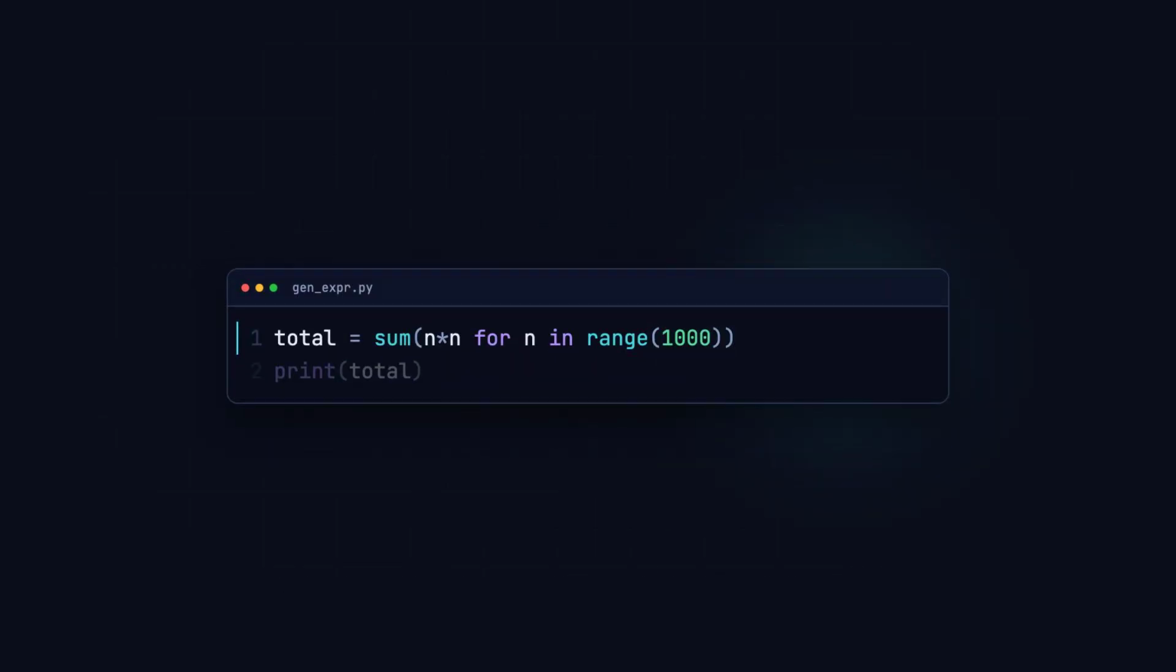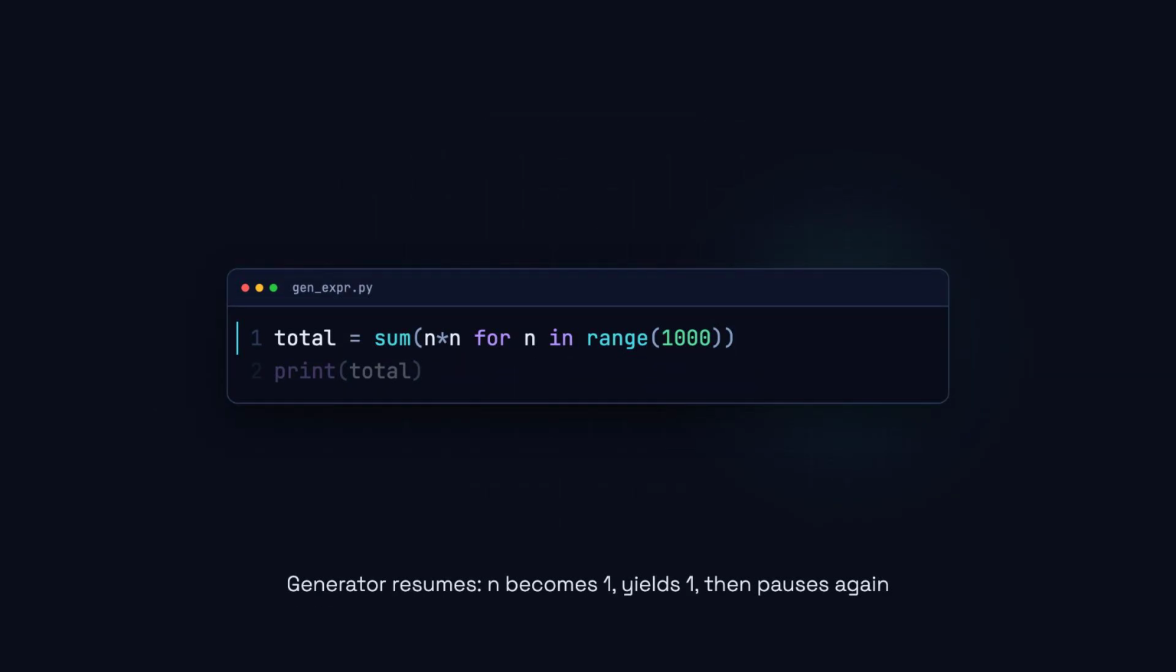When sum starts, it asks the generator for the first value. The generator sets n to 0, computes 0 times 0 equals 0, and hands that single number to sum. Then it pauses. Sum asks again. The generator wakes up, sets n to 1, computes 1 times 1 equals 1, and hands that over. This repeats all the way to 999, only ever one number alive at a time.